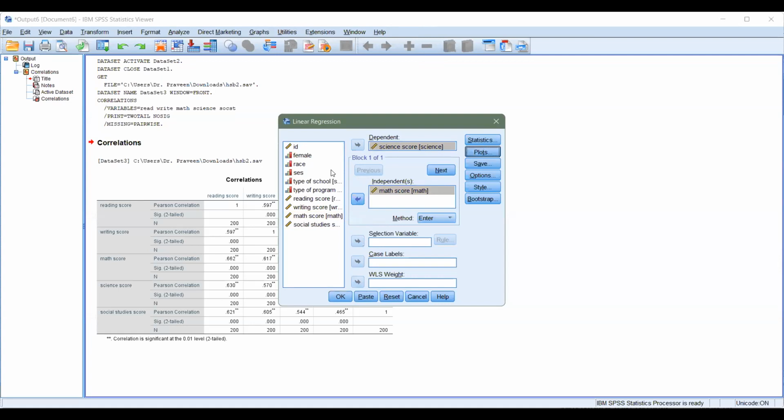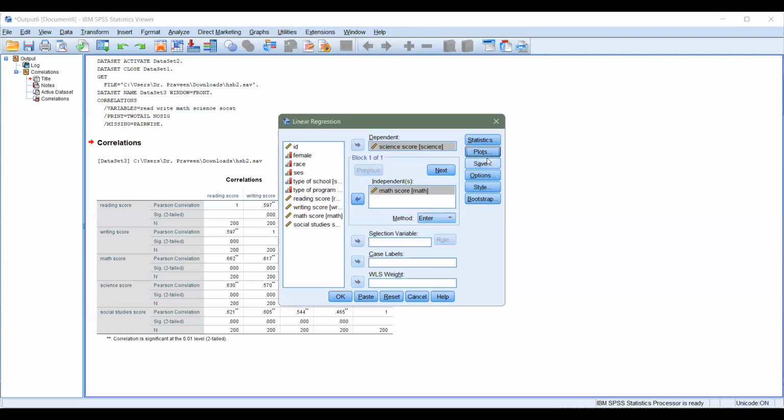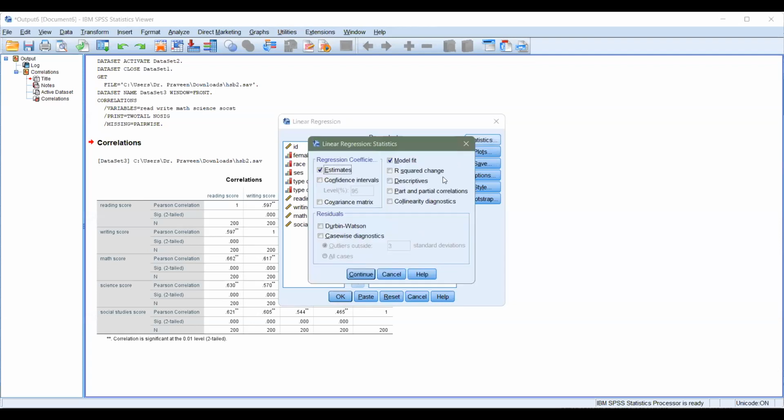plots for the PP plot, which is the plot between residual and predicted variable. So what you have to do is put the predicted variable on the x-axis and the residual value ZRESID on the y-axis, and click on the normal probability plot and continue. Okay, and you have to go to statistics and click on the collinearity diagnostics. That also you can do.